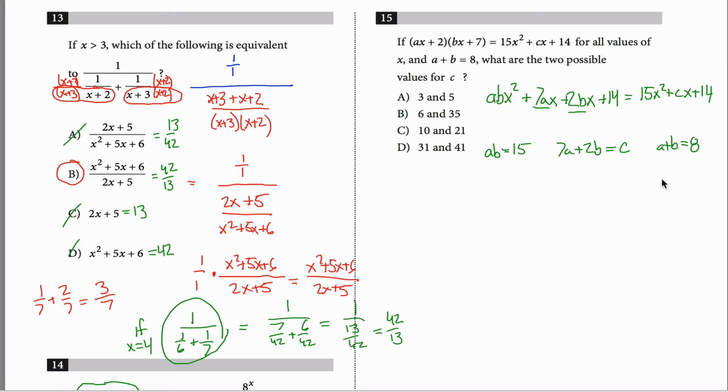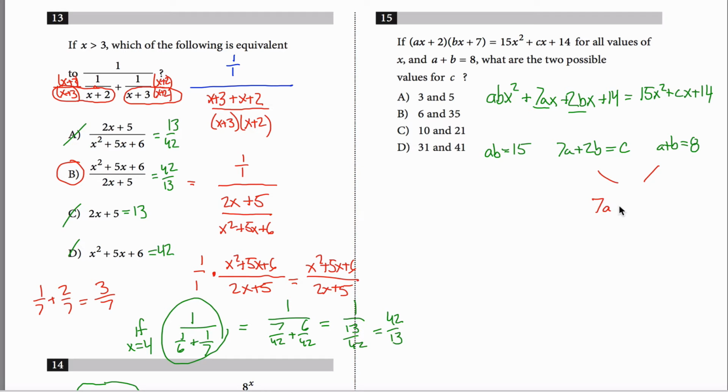So really what you have are three equations here and three unknowns, which is kind of a pain to solve. One way you can do it is, if only it were two equations and two unknowns, I'd be able to solve it. Well, you can make two equations and two unknowns. You can take pairs of these. So maybe this pair here, I can say 7a plus 2b equals c and a plus b equals 8.